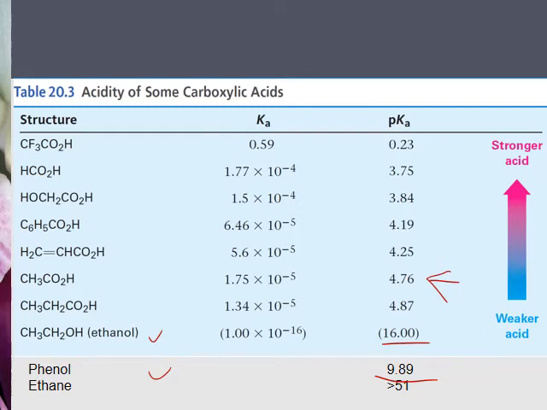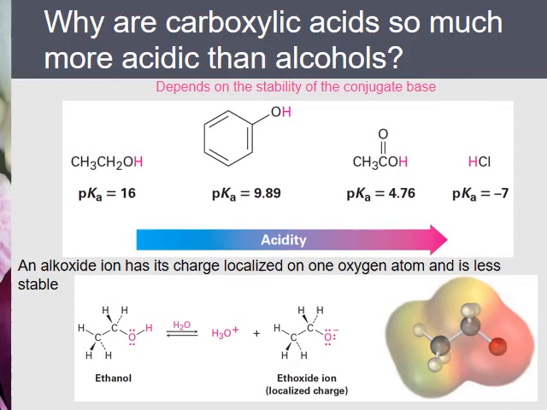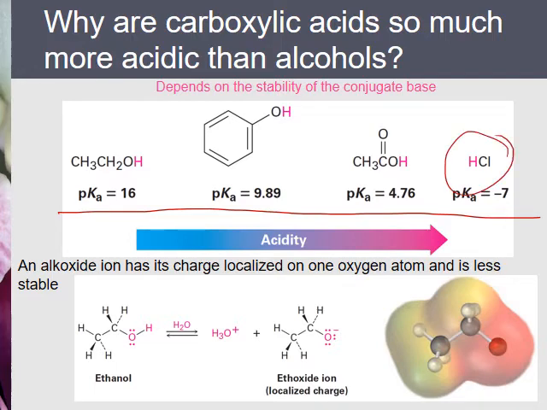Electron withdrawing groups make carboxylic acid even stronger. Here we show pKa of different compounds. As you can see, hydrogen chloride is a stronger acid than any organic molecules. Among organic molecules, carboxylic acid is the strongest acid, and then phenol, and then the weakest is alcohol.